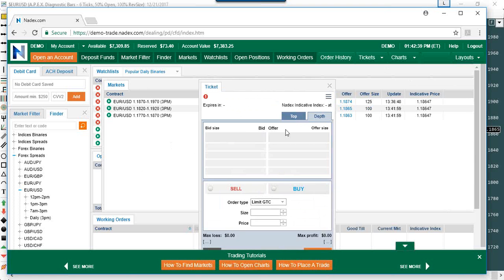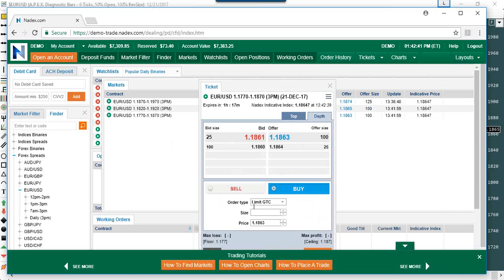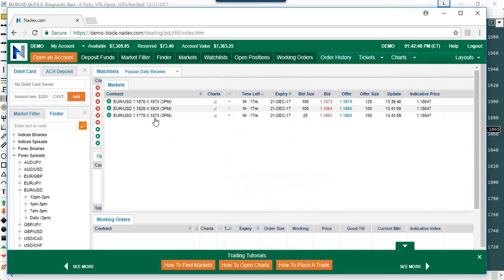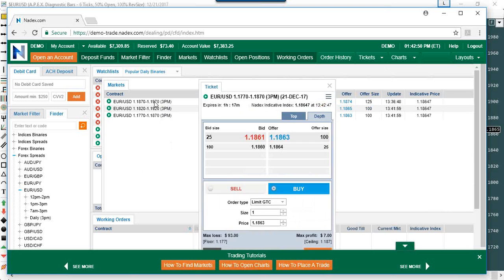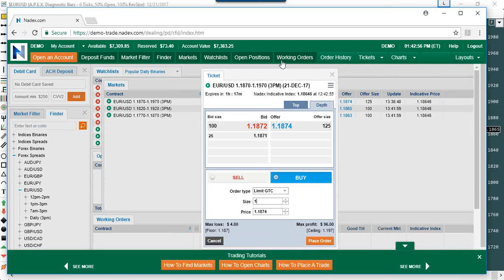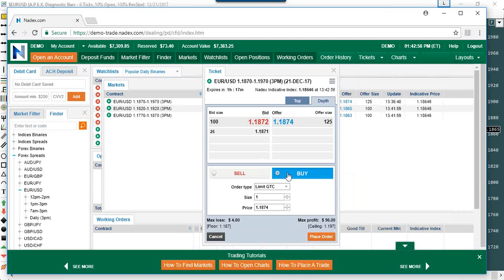If I say I want to buy this one, let me click it and say one. Whoa, 93 bucks. Okay, I don't like 93 and 40. I'm just going to buy this one because it's only a $4 risk, and I think the market's going up. I'll risk $4. Let's press enter and get that trade.